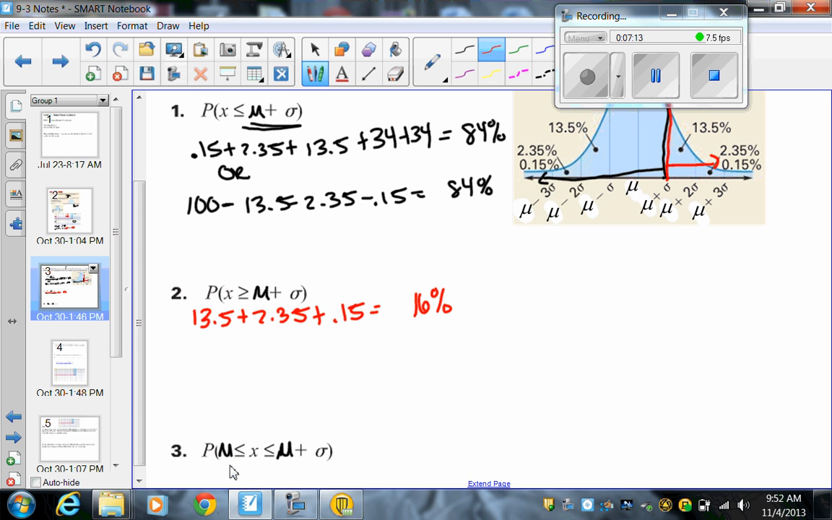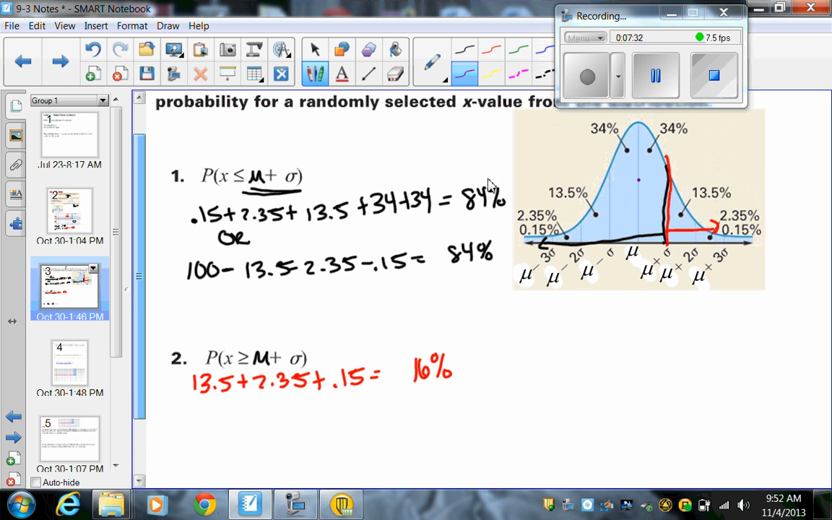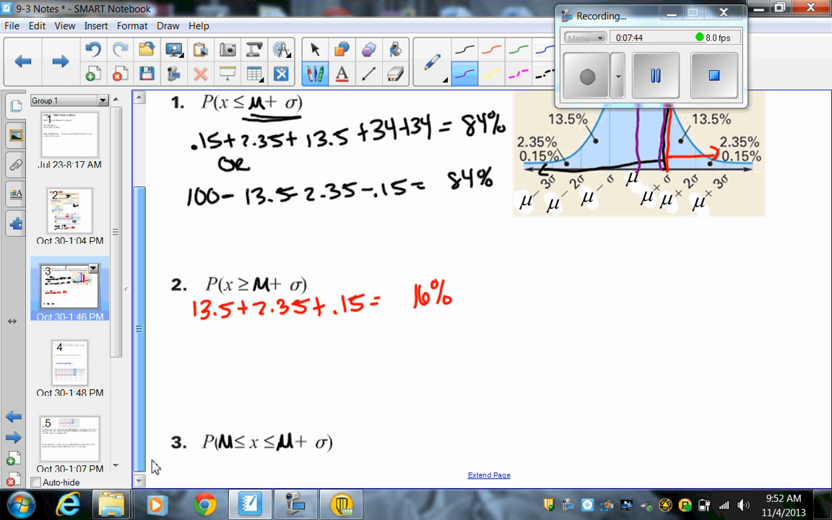Number 3 says, what is the probability that our number is between the mean and the mean plus 1 standard deviation? So this one requires two boundaries. I'm going to put a line on my mean, and then a line on my mean plus the standard deviation. And when it's written like this, it just means between. So then what percentage is between those two lines? And it's just 34%.